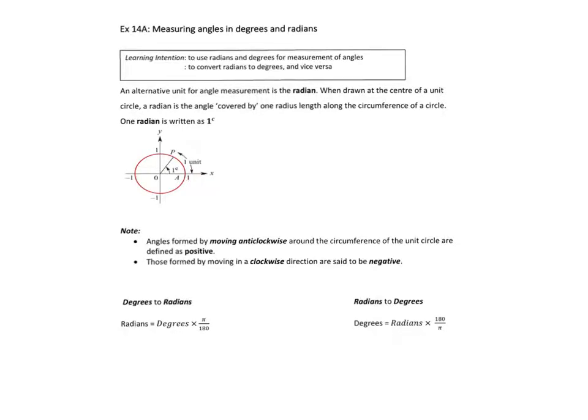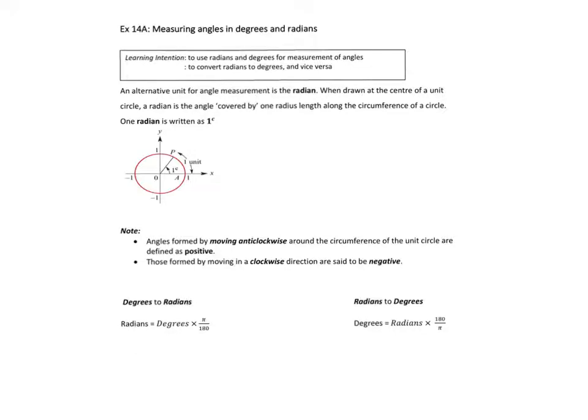So with circular functions, we're going to be using two different types of measurements for angles, degrees and radians. Now, most of us are pretty comfortable with working with degrees. We've been doing that since probably about year 8 or year 9. Radians may be slightly different and unknown to some of us.